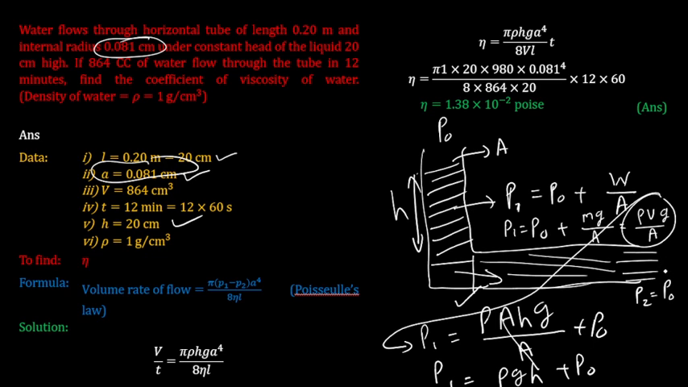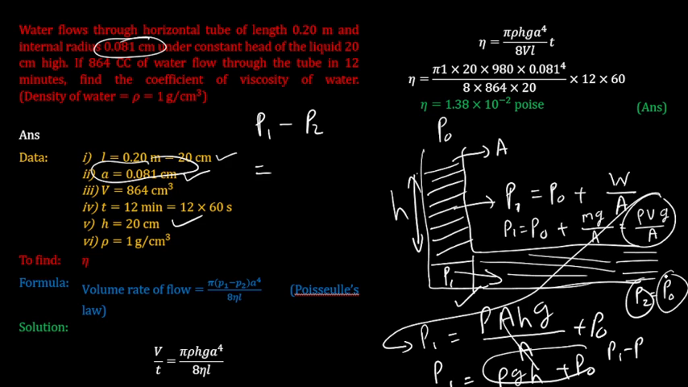So pressure at one end is P2 and the pressure at the other end is P1. So pressure difference P1 minus P2, we write here pressure difference P1 minus P2 is equal to, this is P1 and this is P2. So P0 gets cancelled and we have rho g h, the pressure difference. This is the setup which corresponds to Poiseuille's law.